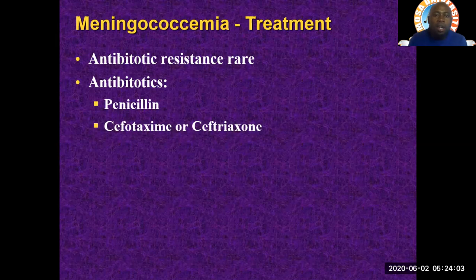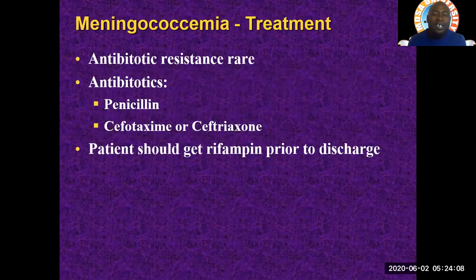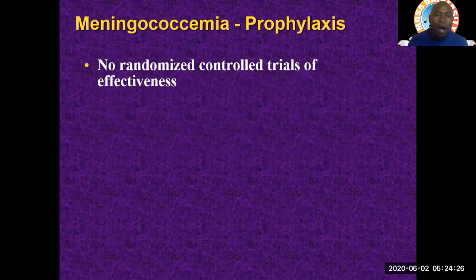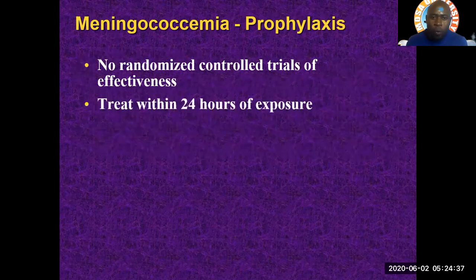The treatment: the advantage of meningococcemia is that resistance, when you do culture, is very rare. So for antibiotics, we can either give ceftriaxone or cefotaxime with a combination of penicillins. Okay? So on discharge, it is important to give what? Rifampicin to these patients that we've treated, which will also act like a prophylaxis drug.